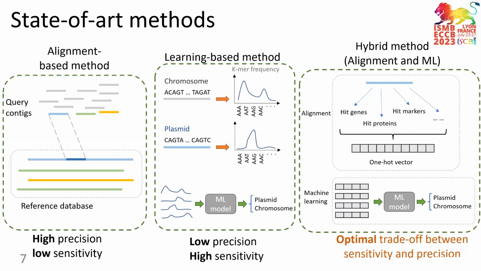And there are also some methods we call hybrid methods, which combine the alignment-based method and the machine learning method. They use alignment to obtain features of the contigs, for example, the number of hit genes and the hit marker or hit protein, encode all these alignments into feature vectors, and use these feature vectors to train learning models to classify plasmids and chromosomes. We found this type of method usually achieves an optimal trade-off between sensitivity and precision.